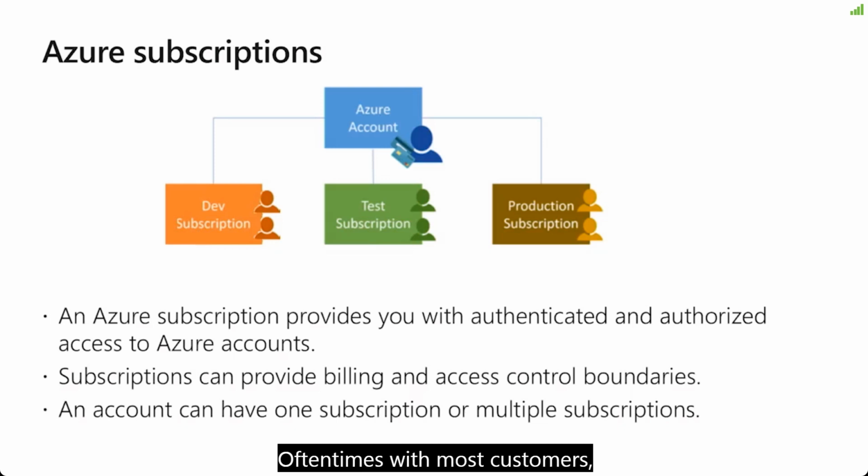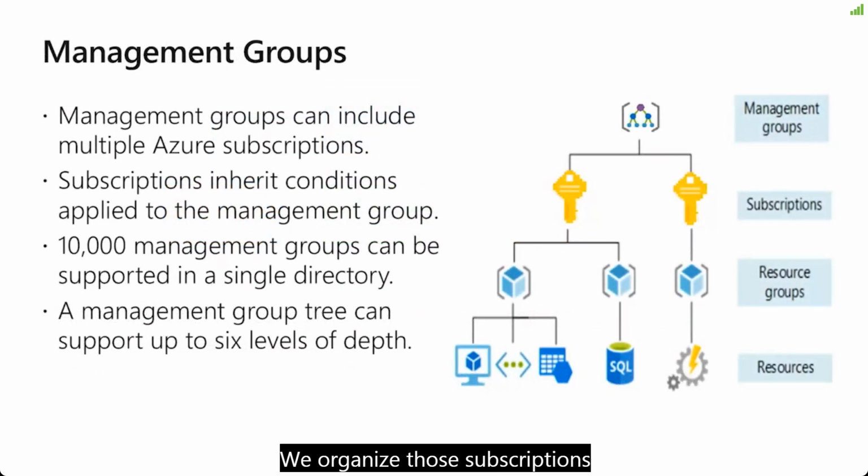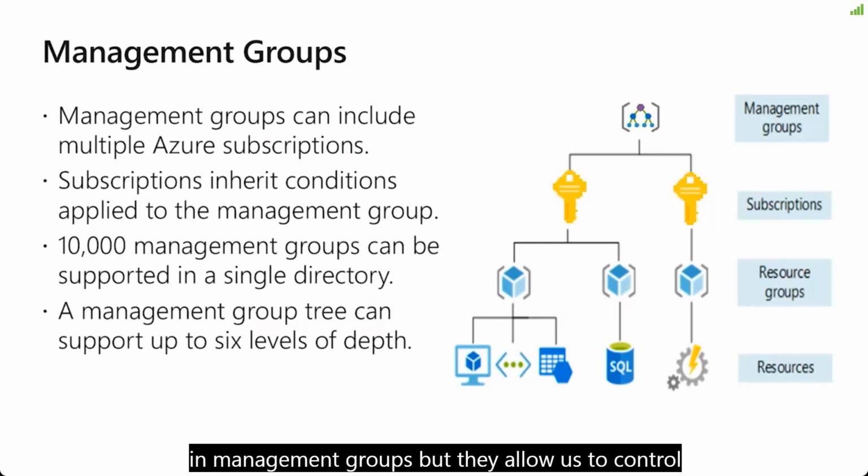Oftentimes with most customers, we have one user ID tied to multiple subscriptions. We organize those subscriptions with a concept called management groups, and you can go up to 6 levels of depth in management groups, but they allow us to control the flow of our policies and some of our security. So when we looked at Azure Policy in Module 3, we got to see how we can work with those different things, and we can inherit conditions.